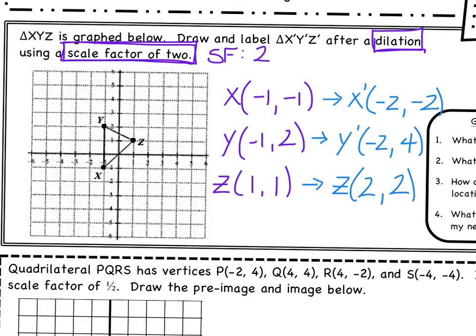So let's come to our coordinate plane here. We're going to graph this figure. So X prime is at -2, -2, which is right here. I'm trying to show that prime notation there. Y prime is at -2, and up 1, 2, 3, 4. So right here. And then Z prime is at 2, 2, which is right here. Now I'll go ahead and connect these points here to make my new triangle.